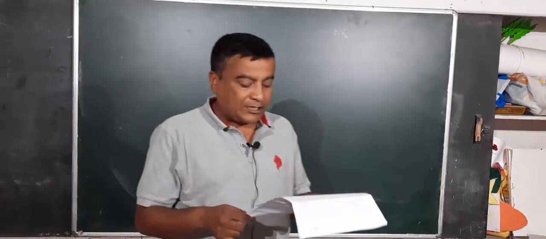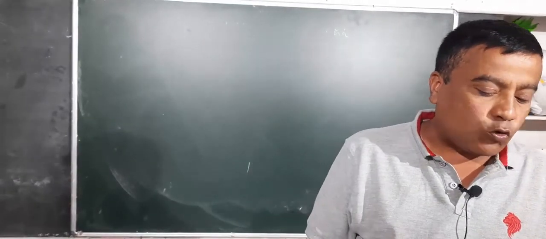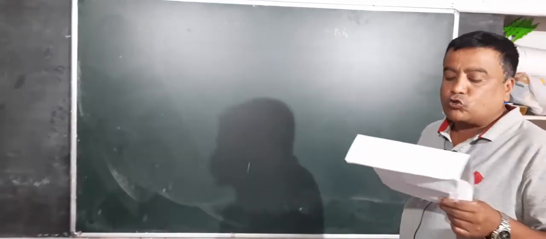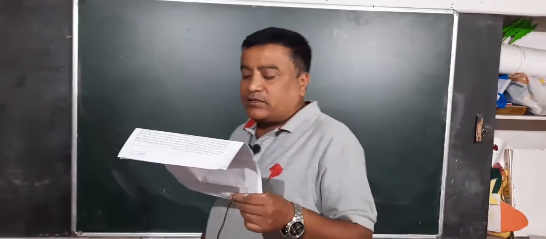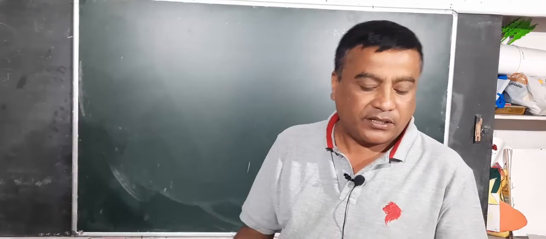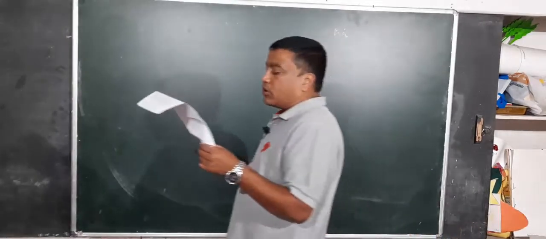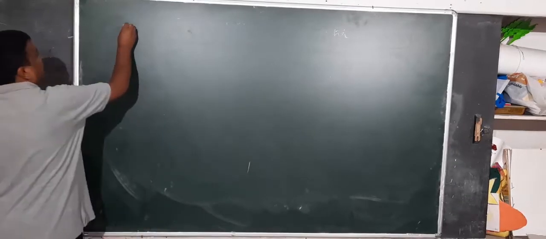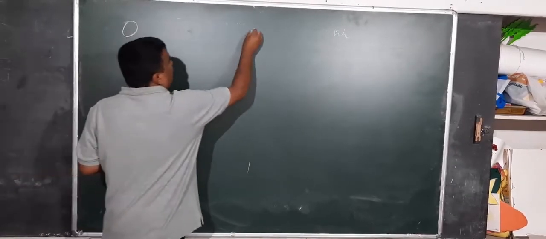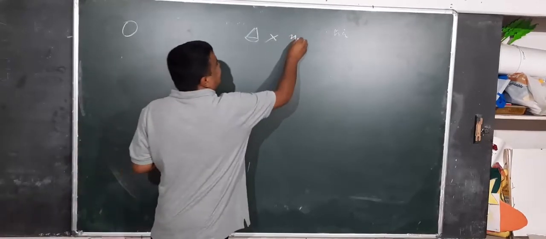ICSE 2016. A certain number of metallic cones, each of radius 2 centimeter and height 3 centimeter, are melted and recast into a solid sphere. See, this is also the same thing. Whose radius is 6 centimeter. Find the number of cones. Again, there is one sphere and one cone. You have to find the number, which is x.